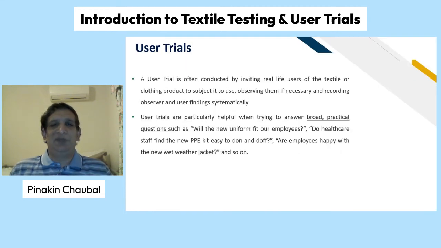User trials. A user trial is often conducted by inviting real-life users of the textile or clothing product to subject it to use, observing them if necessary, and recording observer and user findings systematically. User trials are particularly helpful when trying to answer broad practical questions such as: will the new uniform fit our employees? Do healthcare staff find the new PPE kit easy to don and doff? Are employees happy with the new wet weather jacket?